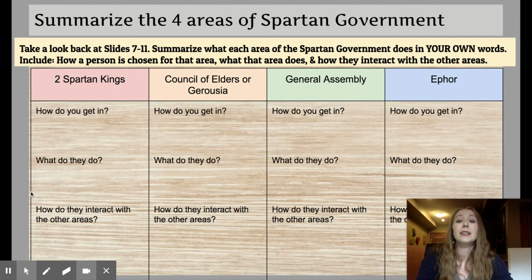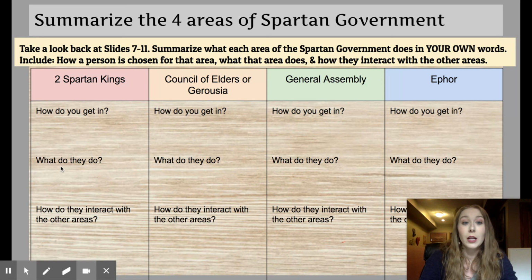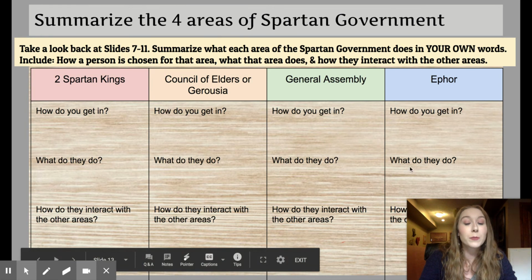All right, this is your task, okay? Your big task for the day. You've got your 4 areas. You've got your 2 Spartan kings, you have your Council of Elders, you have your General Assembly, and you have the Aphor. I want you to tell me, how do you become each one of those positions? How do you get into it? Tell me what each one of those positions does, and then how do they interact with the other positions?